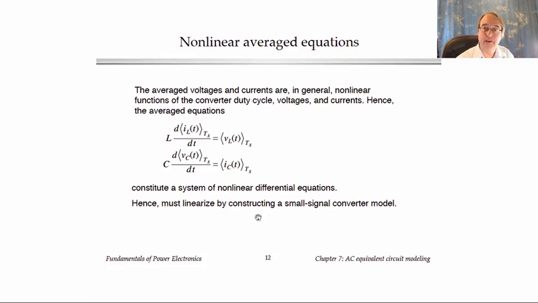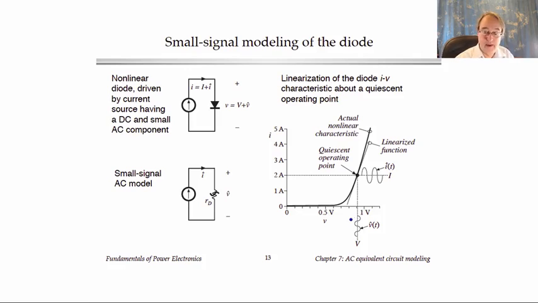as in basic circuit analysis. So the next step is to construct a small signal converter model that is linearized about a quiescent operating point. And this is something we already know how to do in undergraduate electronics courses. For example, if we think about the equation of a diode. So the diode, physical diode, has this exponential relationship between current and voltage.